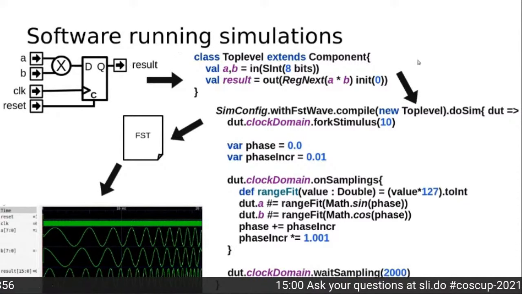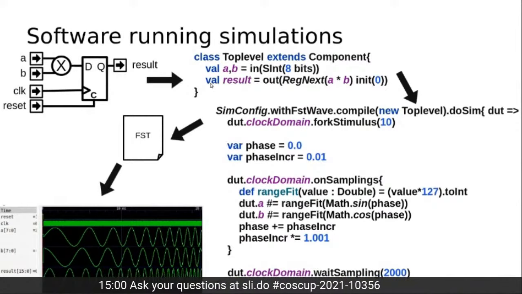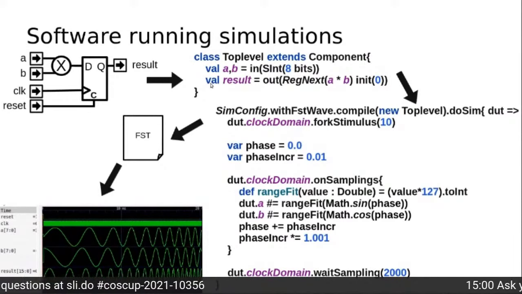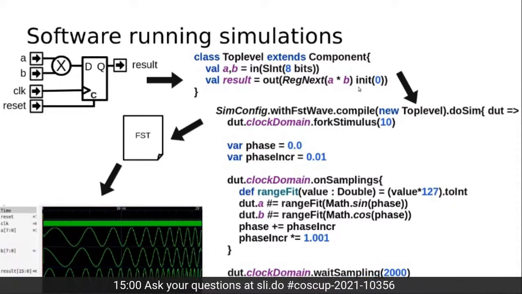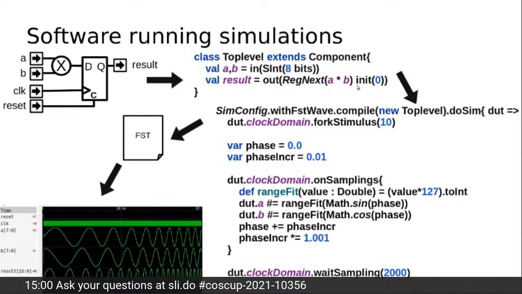So here is the SpinalHDL description of this. Here it is written in a very compact way. It's not necessary, but for the example, the result is an output register, which will sample each cycle the given expression, and which will have a reset value of 0.